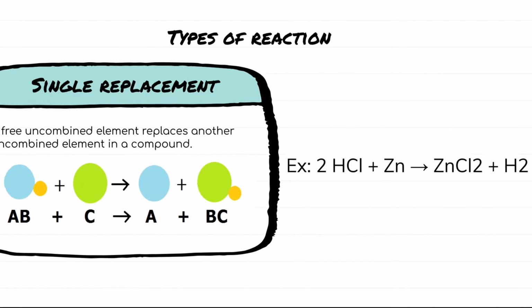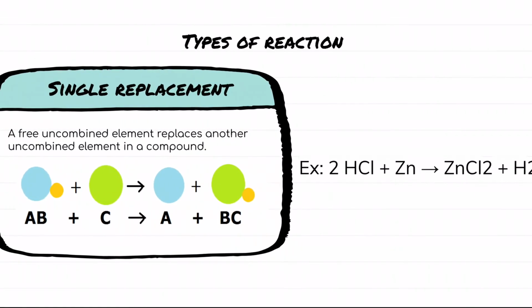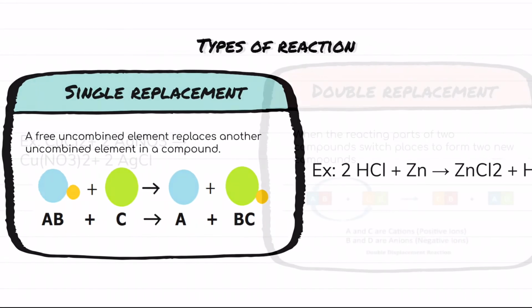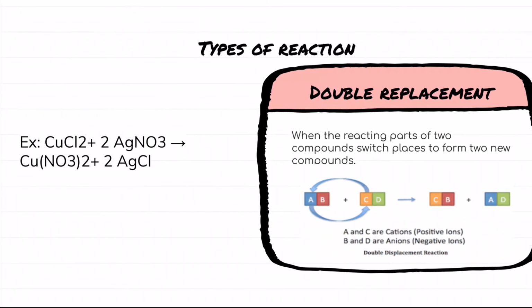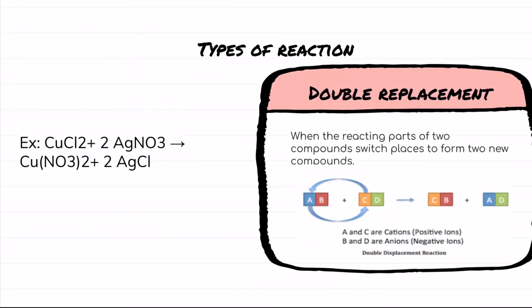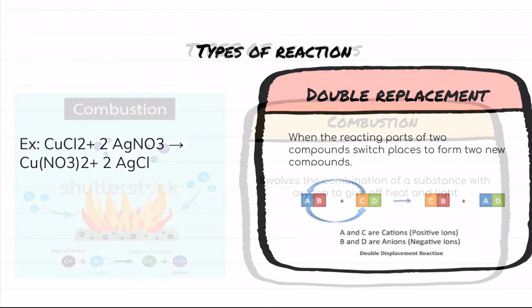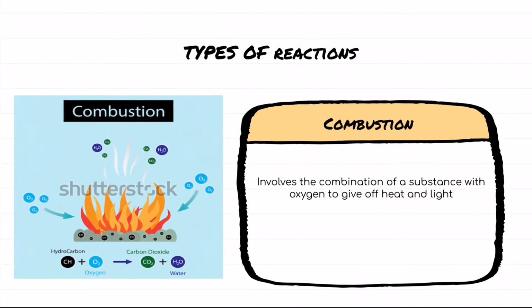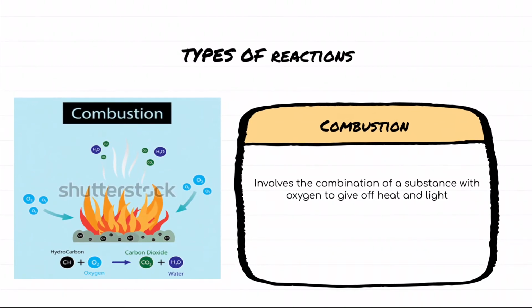And then we have single replacement, and it's when a free uncombined element replaces another uncombined element in a compound. And it's when the reacting parts of two compounds switch places to form two new compounds. Thirdly, we have combustion, and it involves the combination of a substance with oxygen to give off heat and light.